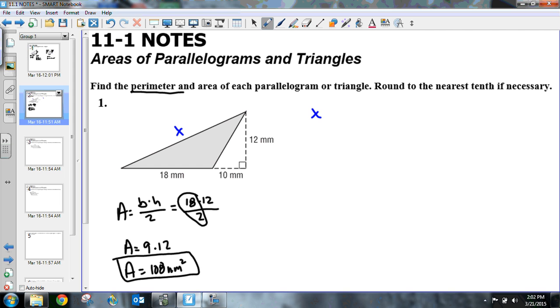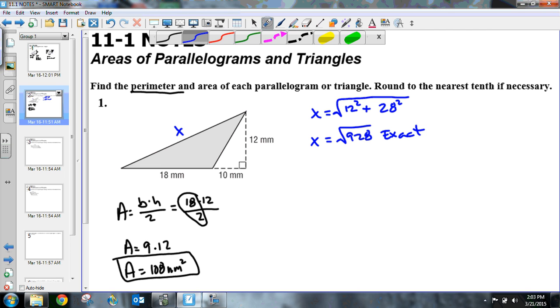So I can set up an equation for x and say that x is equal to the square root of this length squared, which is 12 squared, plus this length down here, which ends up being 28 squared. I'm just using the Pythagorean theorem here to find x. And so if you simplify this, you end up getting that x is equal to the square root of 928. You would need a calculator to do that, but this is an exact measurement. I'm just going to leave it like that because I'm going to plug this into the calculator later to get our exact perimeter. And so now let's do this for this length here.